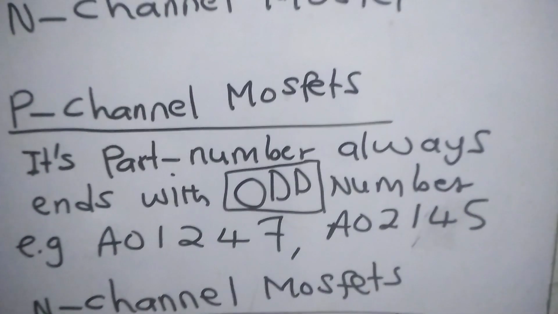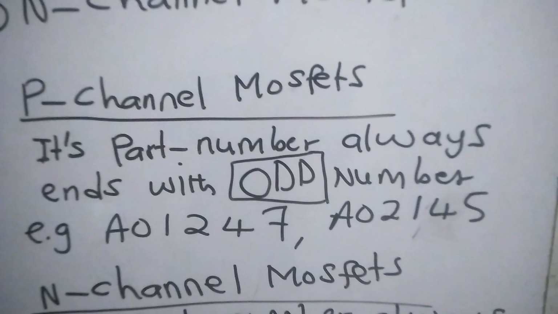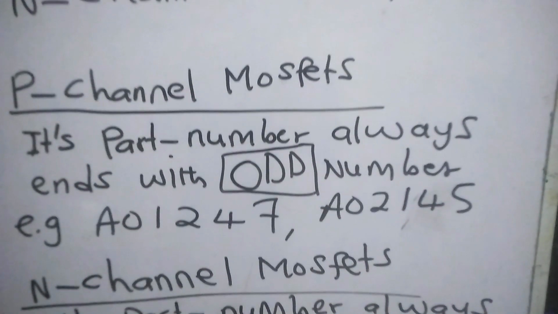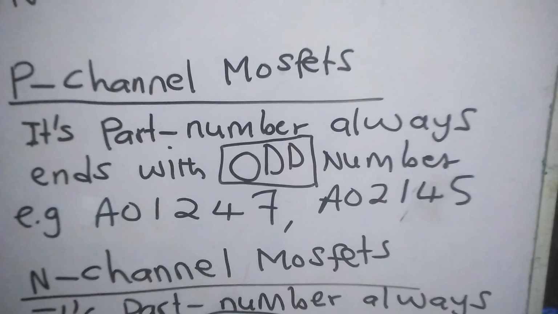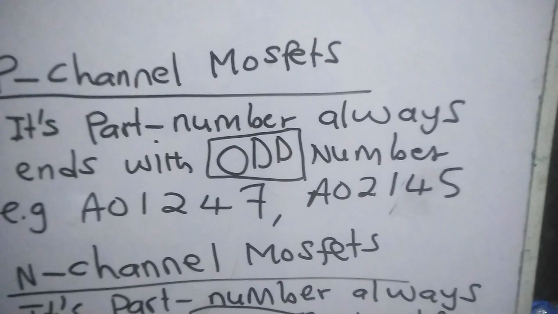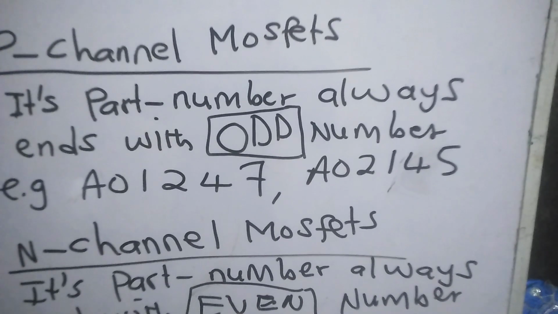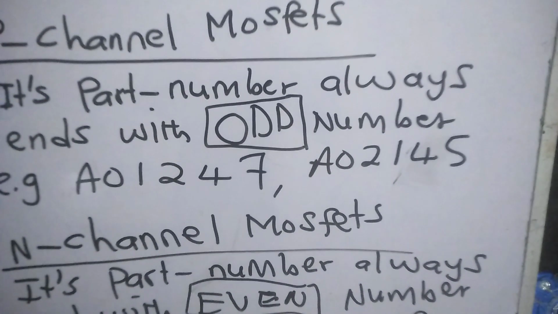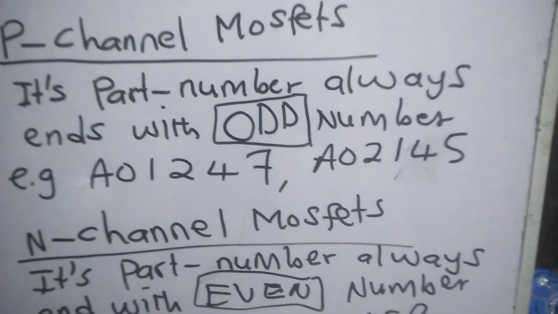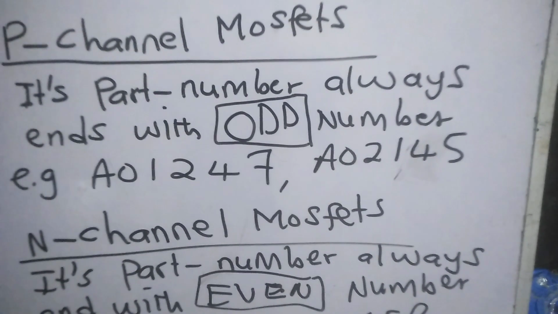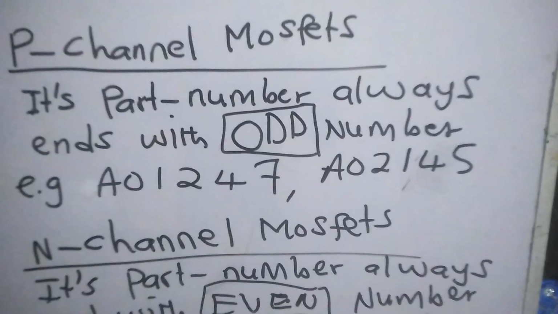Looking at the P-channel, each part number always ends with an odd number. Take for instance A01247. 7 is an odd number. A02145. 5 is an odd number. So any MOSFET that ends with an odd number can be used to replace the P-channel MOSFET.